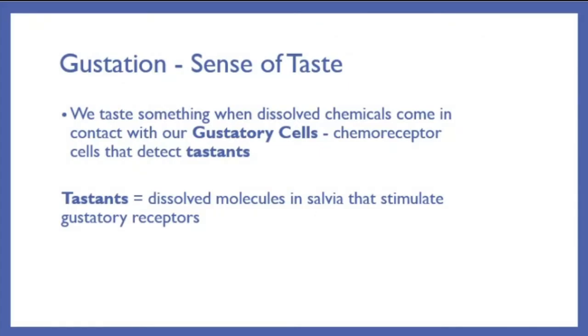Next up is our sense of taste, called gustation. We're able to taste whenever we chew and bring things into our mouth, mix it with our saliva, pound it until it's a little smaller and we're getting those individual molecules. Then we bring them into contact with special cells called gustatory cells. These cells have tiny chemoreceptors that are going to detect taste sense in the food, small dissolved molecules that stimulate our gustatory receptors.